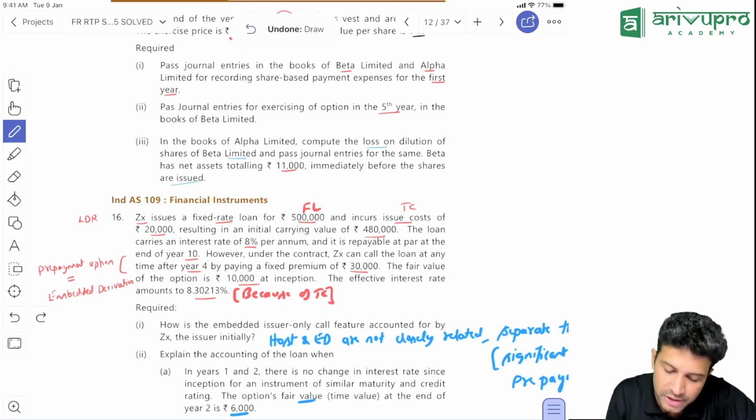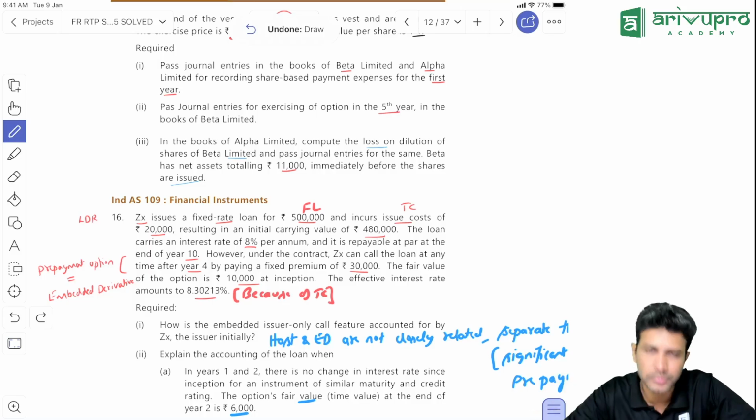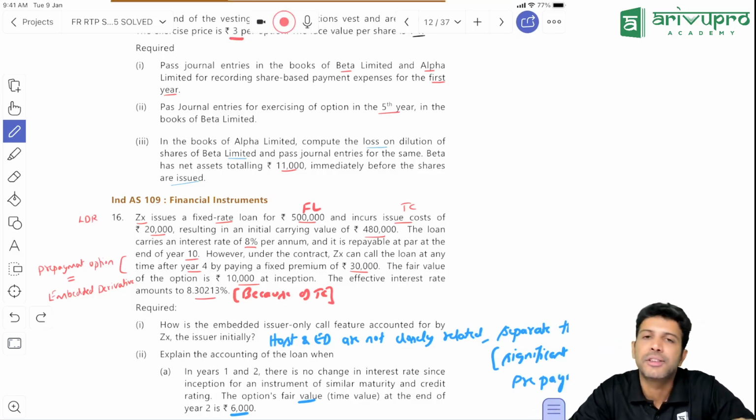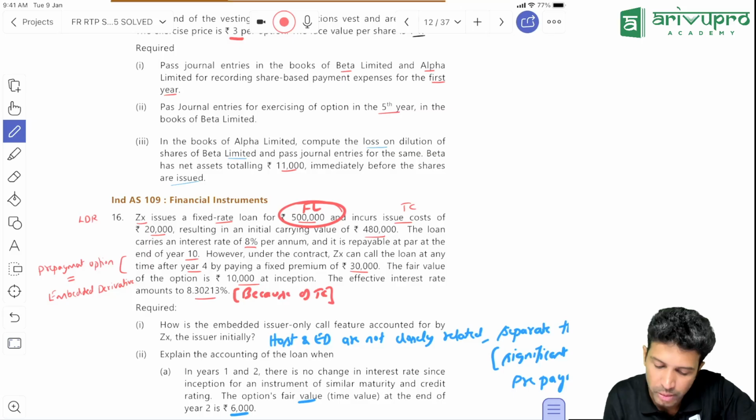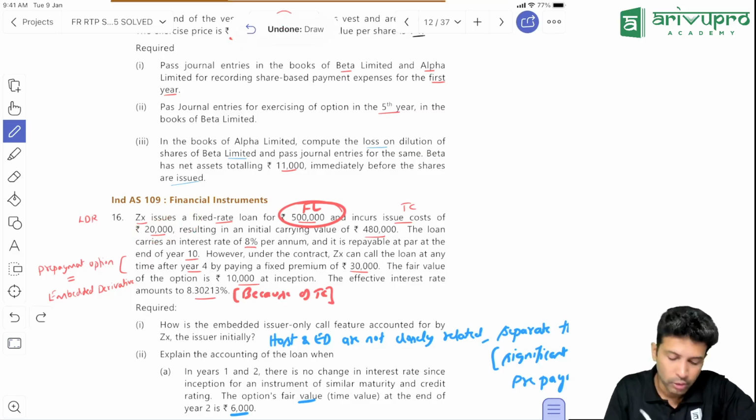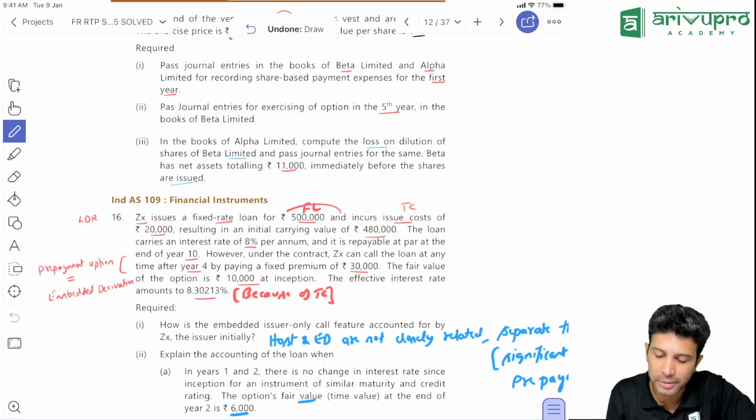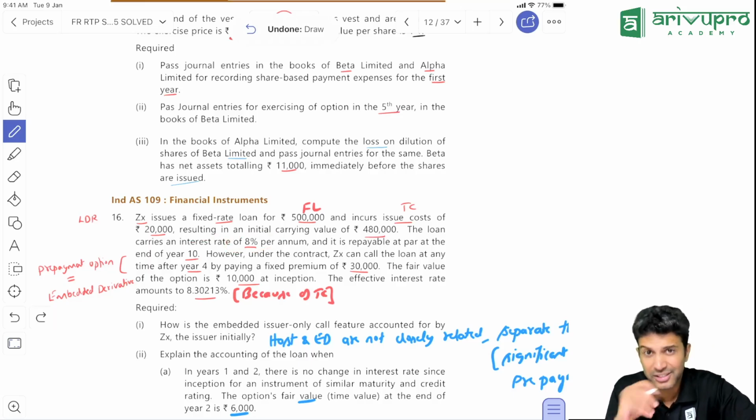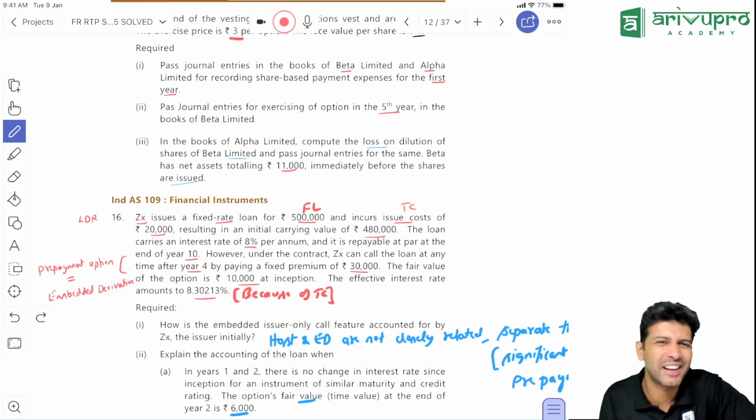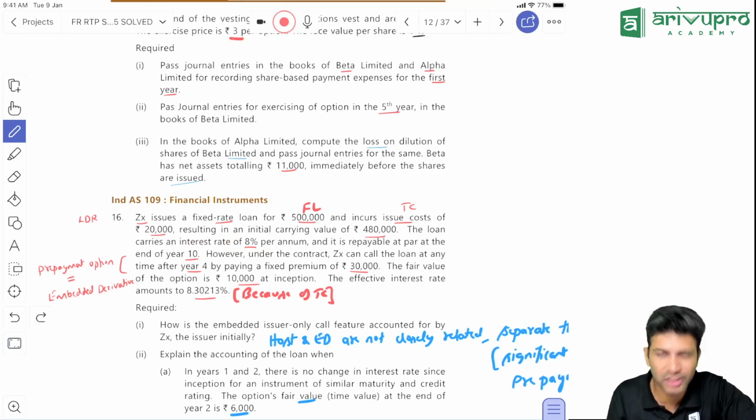It is worth 5 lakh. Transaction cost is 20,000. We already know: if it's a financial asset, transaction cost we add. If it's a financial liability, transaction cost we reduce. So that means the net price will be 5 lakh minus 20,000, which is 4 lakh 80,000. They've also given the resulting carrying amount of 480. The actual interest rate given is 8%. Fine. Because there is a transaction cost now, the actual rate and EIR will not be the same. So they would have given EIR because there is a transaction cost, right?